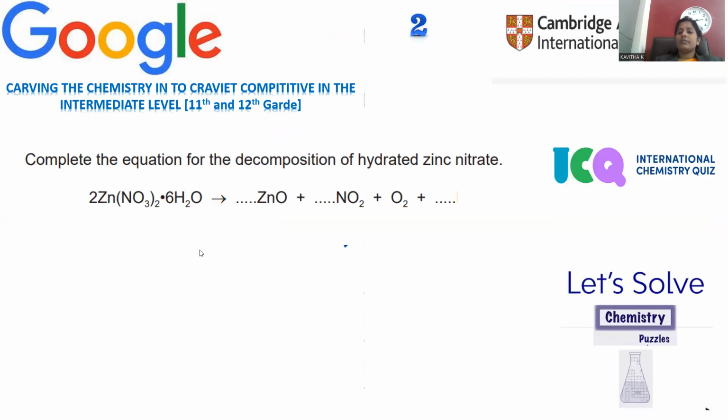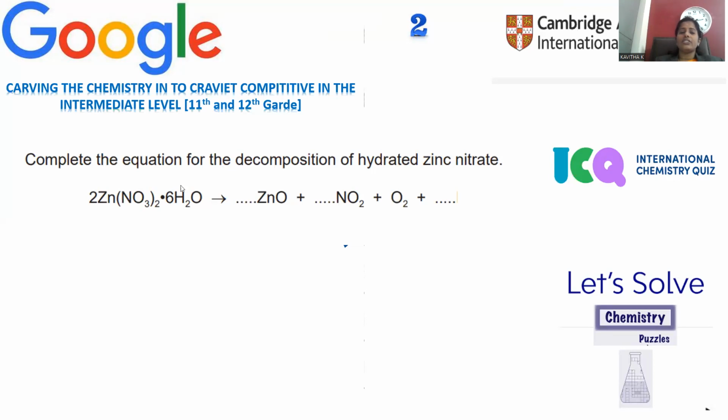Move on to question number 2, from Cambridge Assessment International Education. From this source, we collected this question. Here, zinc nitrate hexahydrate, where the exponent 2 is already mentioned. The equation is to be completed. What numeral we have to put over there, and what component we have to mention here.